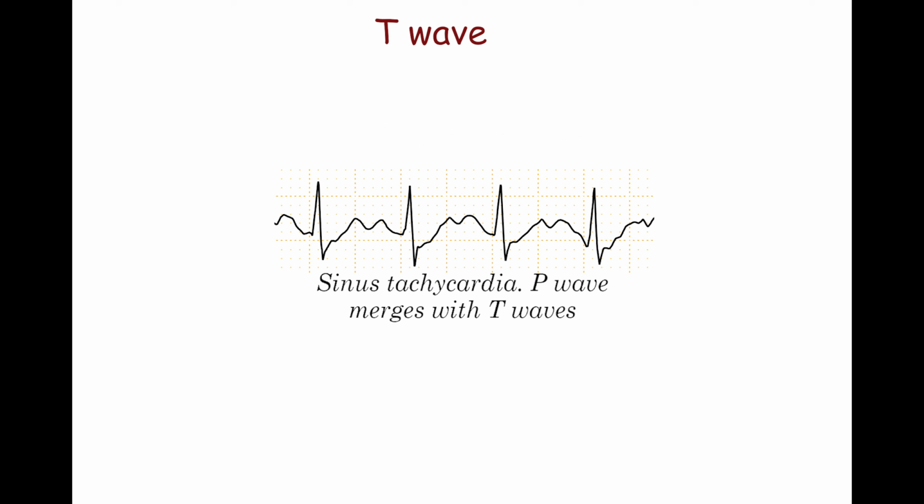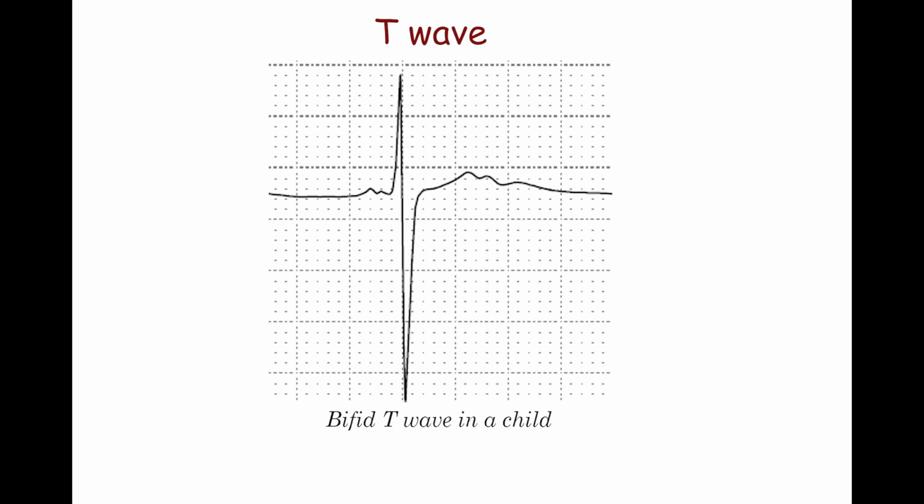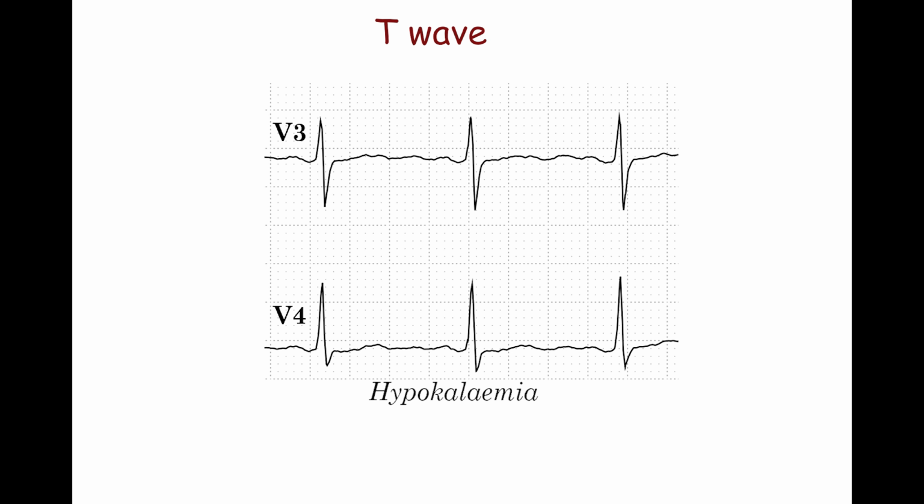Bifid T waves, called camel hump, are seen in hypokalemia because of prominent U waves or as a result of superimposition of the P wave on the T wave. Bifid T waves may also be considered a normal variant in children when seen in the precordial leads. Flat T waves are seen in hypokalemia, seen as widespread T wave flattening, and myocardial ischemia, seen as T wave flattening in the contiguous leads.